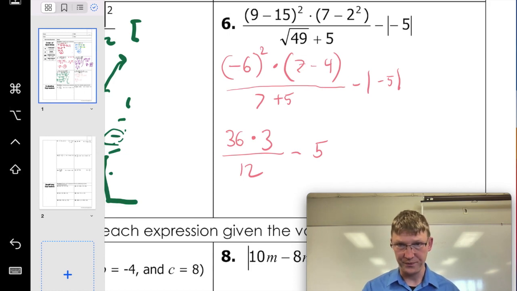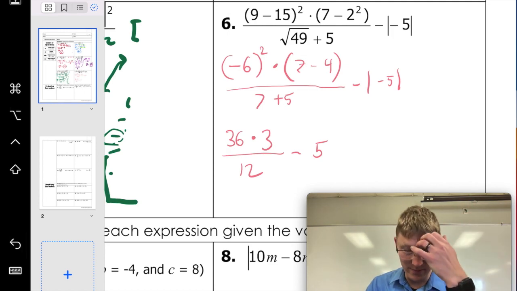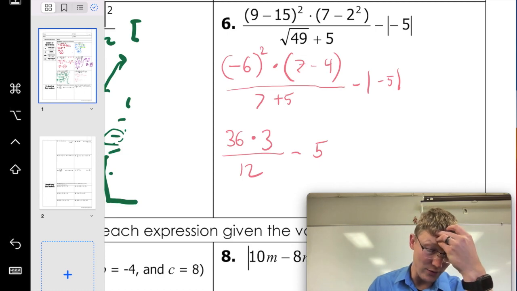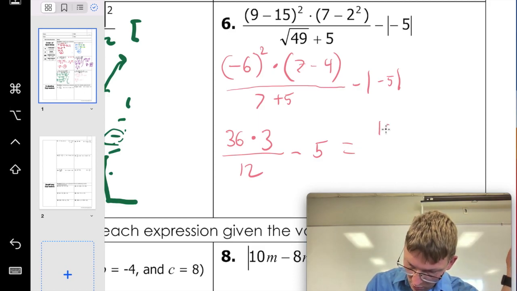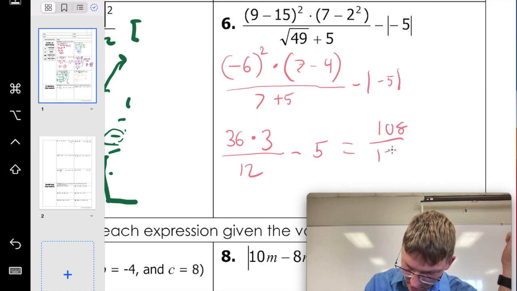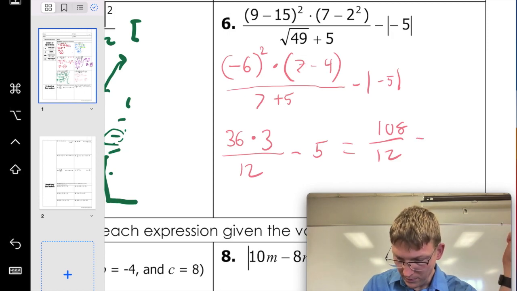Okay, so 36 times 3. I'm not going to lie, I'm not going to do that in my head. I did it with a calculator. It's fine. So all of that's going to equal 108 over 12 minus 5.